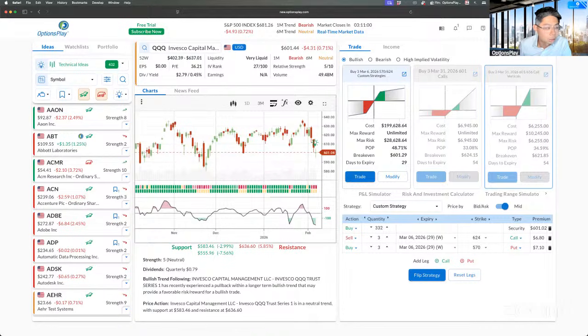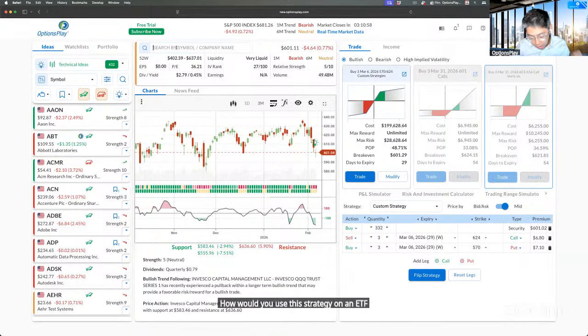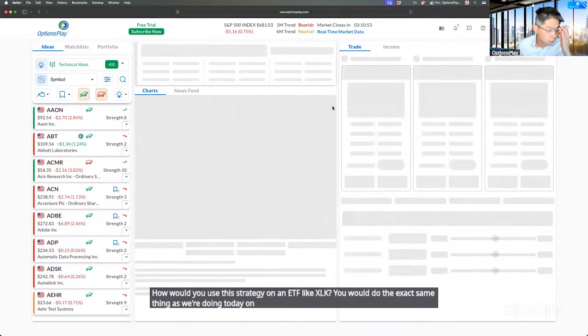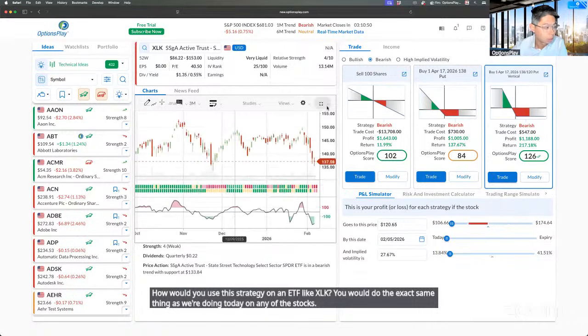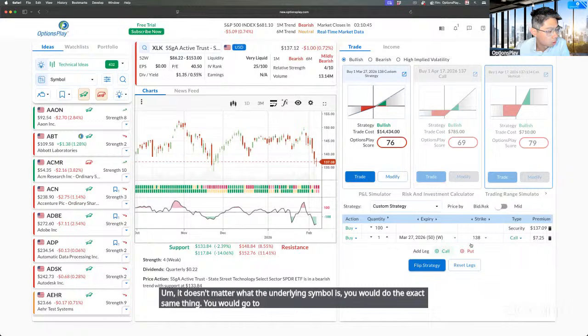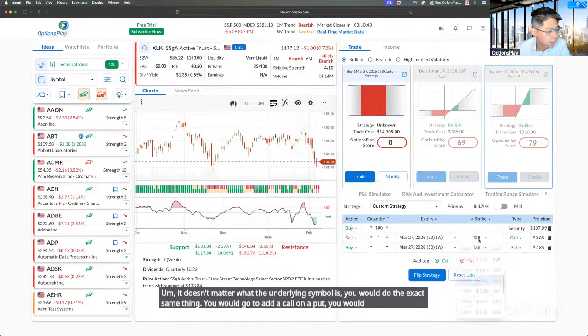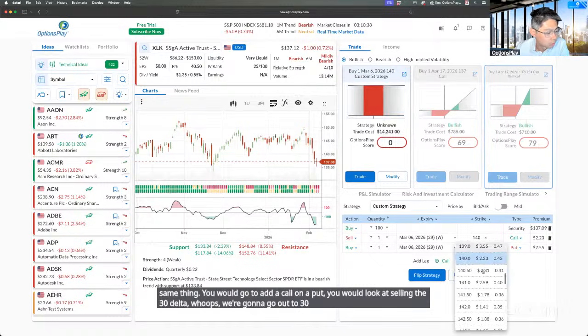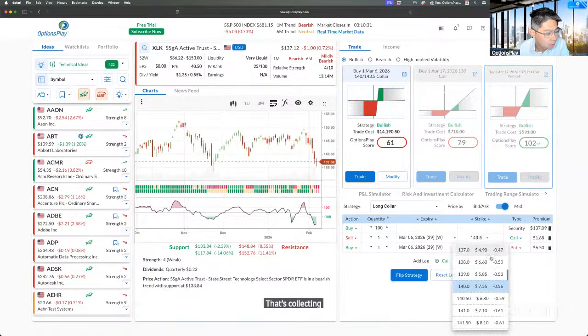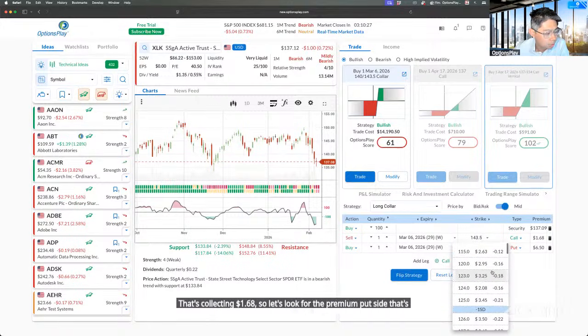How would you use the strategy on an ETF like XLK? You would do the exact same thing as we're doing today on any of the stocks. It doesn't matter what the underlying symbol is. You would go to add a call on a put. You would look at selling the 30 delta. We're going to go out to 30 days. We're going to sell the 30 delta calls, which are going to be roughly the 143 and a halves. That's collecting $1.68. So let's look for the premium on the put side. That's going to cost us about $1.68.